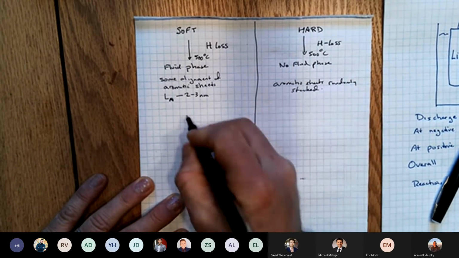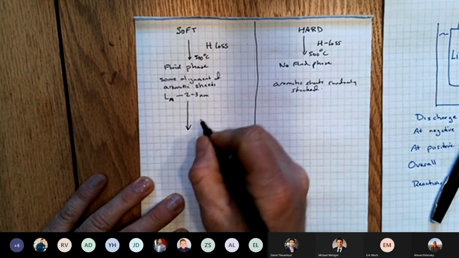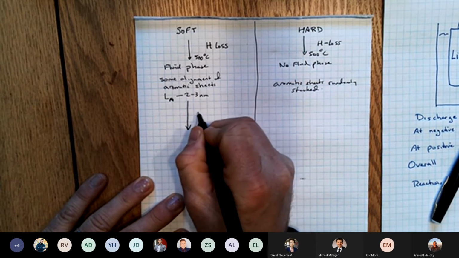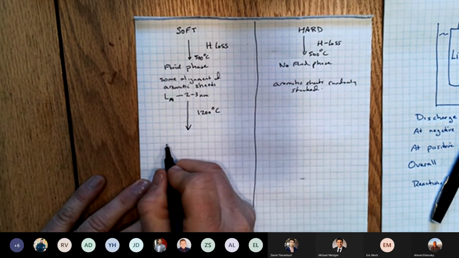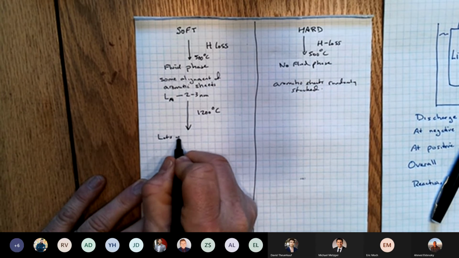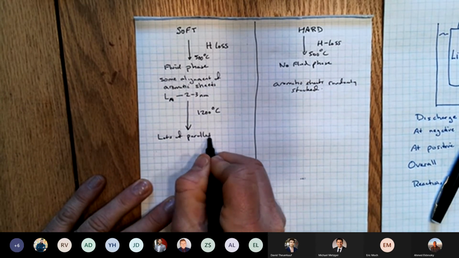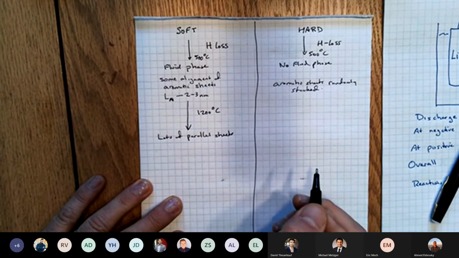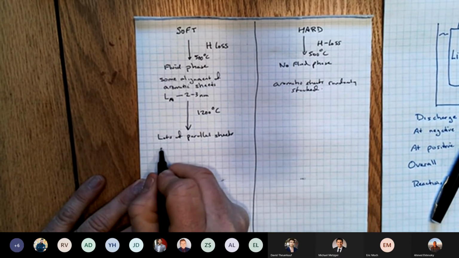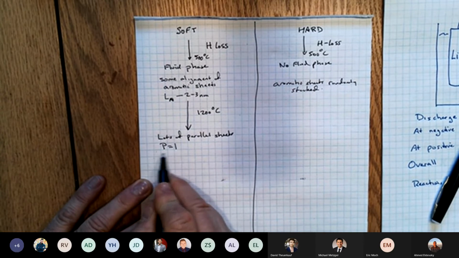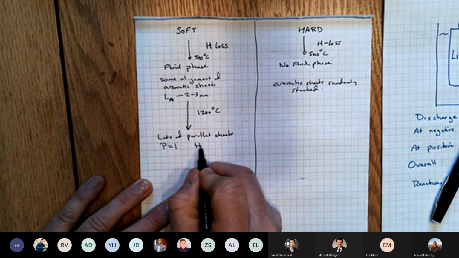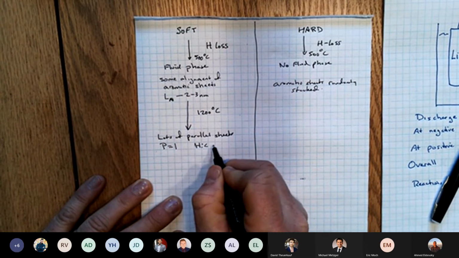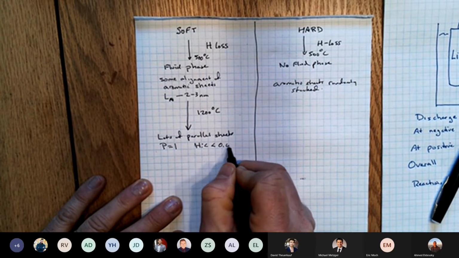And then when you heat more, maybe to 1200 degrees C, now you have lots of parallel sheets. They're all in turbostratic misalignment. So that means P equals 1. P is the probability for turbostratic misalignment. And by 1200 degrees C, the hydrogen to carbon ratio might be very small, like less than 0.05.